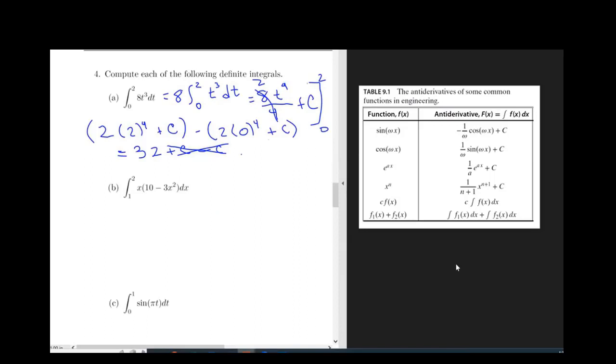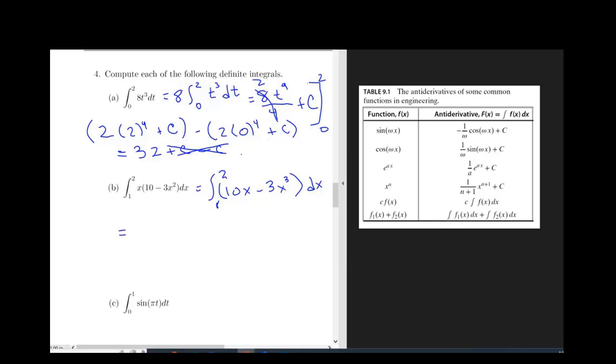Now we have a product of two functions here, don't we? But I don't see a product rule here, do you? No. That's because there isn't a product rule. I just multiplied that x times everything. This becomes 10x minus 3x to the third dx. And now I don't have to worry about a product.